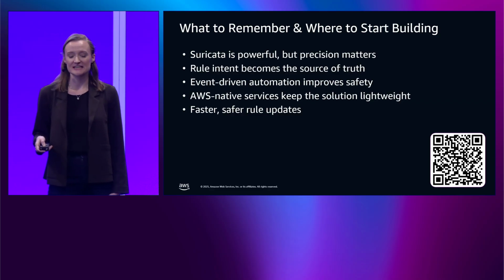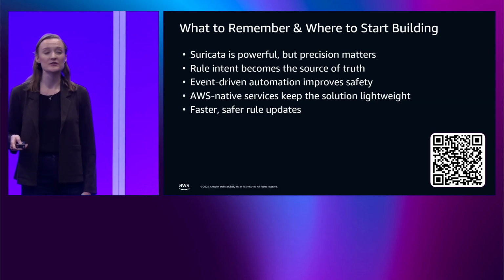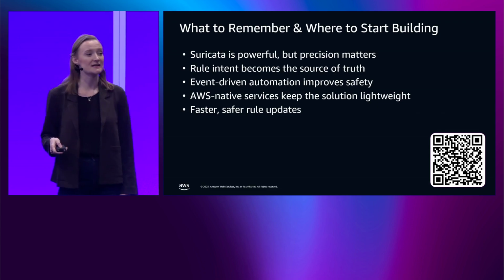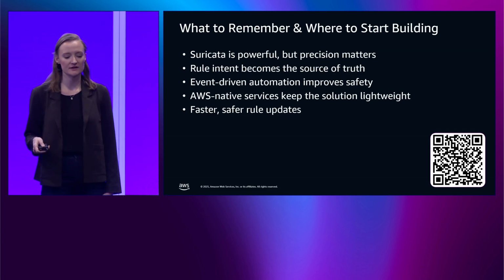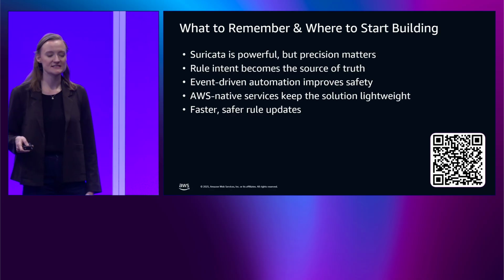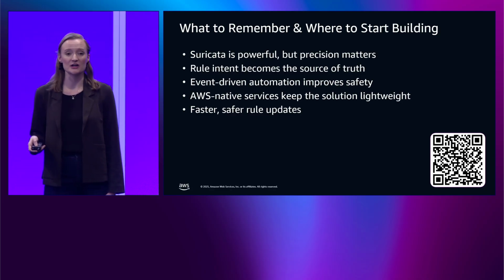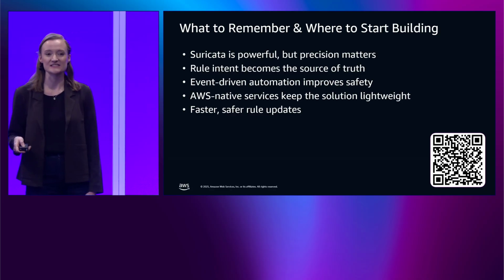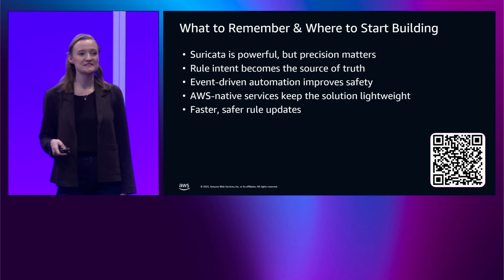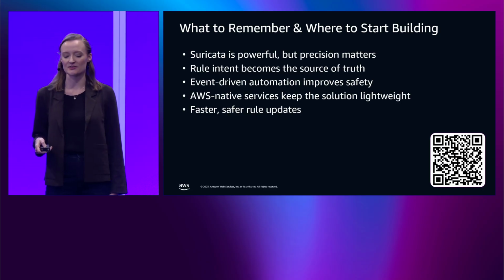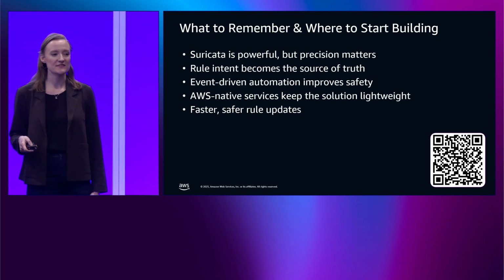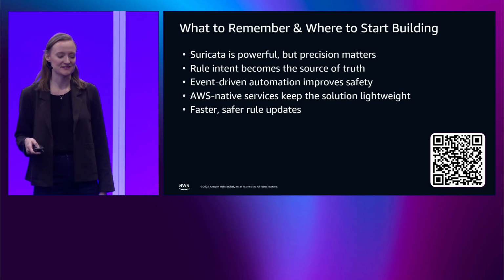AWS native services keep this solution lightweight. We utilize S3, Lambda, EventBridge, and CloudWatch logs to enable a fully serverless workflow. And lastly, faster and safer rule updates. Teams can respond quickly to threats without needing that Suricata specialization. The result is a self-service, safe, and repeatable process for managing these Suricata rules. Engineers focus on the intent, and the pipeline handles the rest.